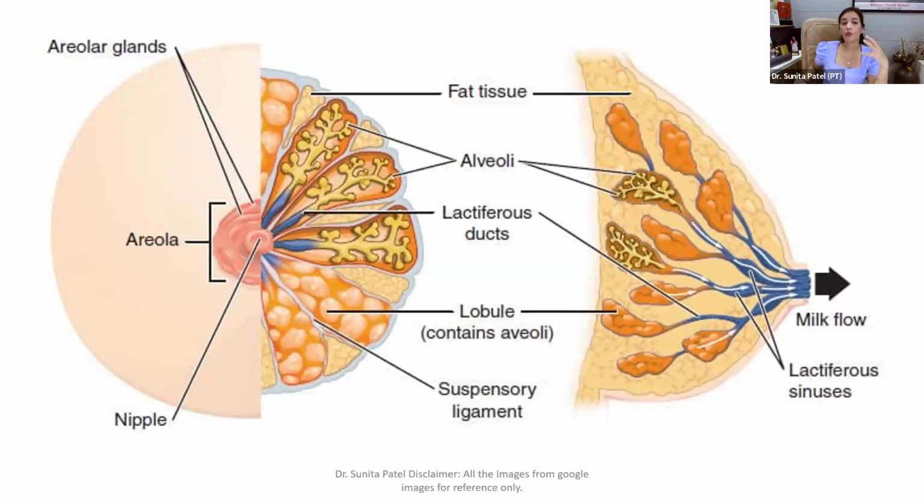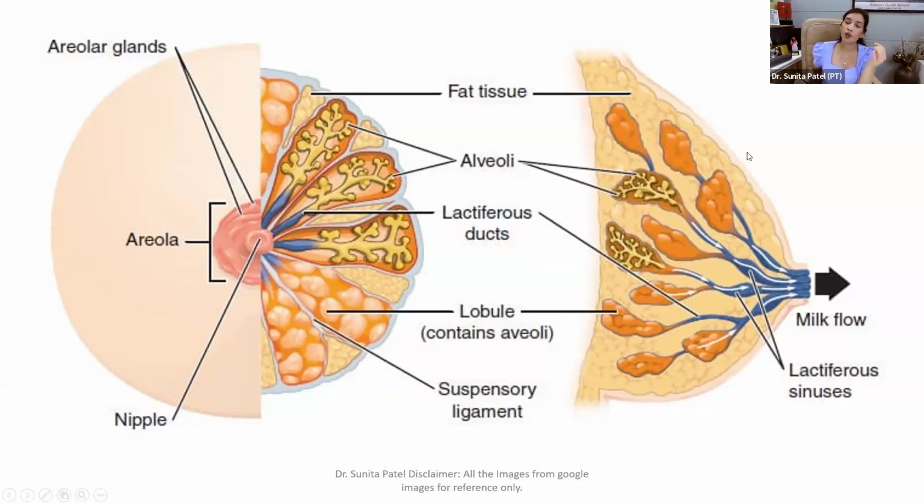If you remove that, we have fat cells inside. So this is all fat internally. And then these are the lobules. We have approximately 10 to 15 lobules in each breast. Some females can have 10, some can have 11, 12, 13, 14. Every female can have a different number of lobules, 10 to 15.